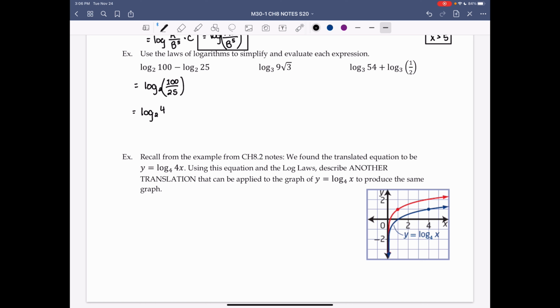Then we can evaluate. We can write 4 as 2 to the power of 2. Now, since we have log base 2 of 2 to the power of 2, our answer to that log is the exponent on the argument, which equals 2. So this is the simplified form. So if it says to simplify, you can stop there. If it says to evaluate, then you go to this point where you say what that log equals.